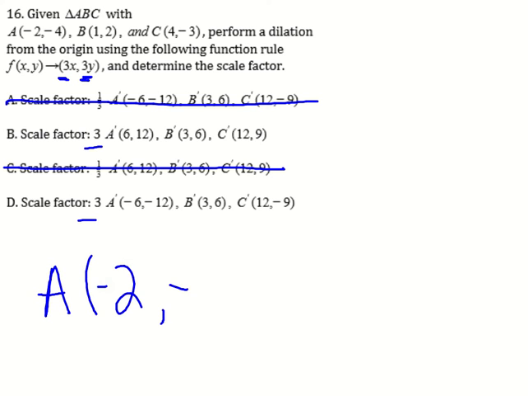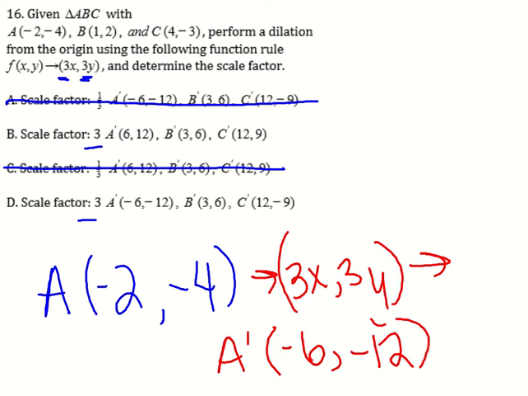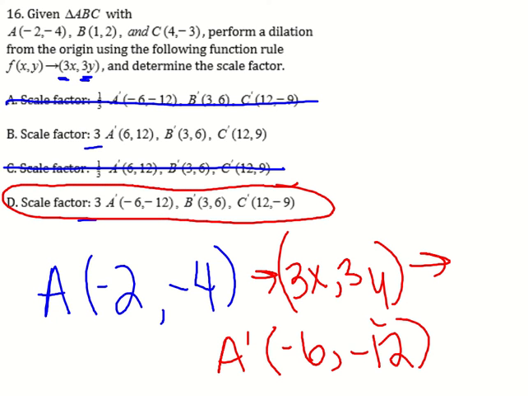So -2, -4. And I'm going to do 3 times x and 3 times y. So A prime: 3 times -2 is -6, and 3 times -4 is -12. -6, -12. All you do is multiply through.